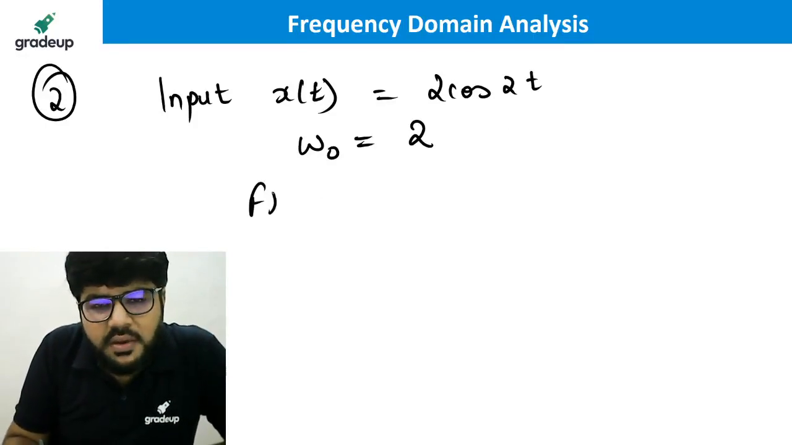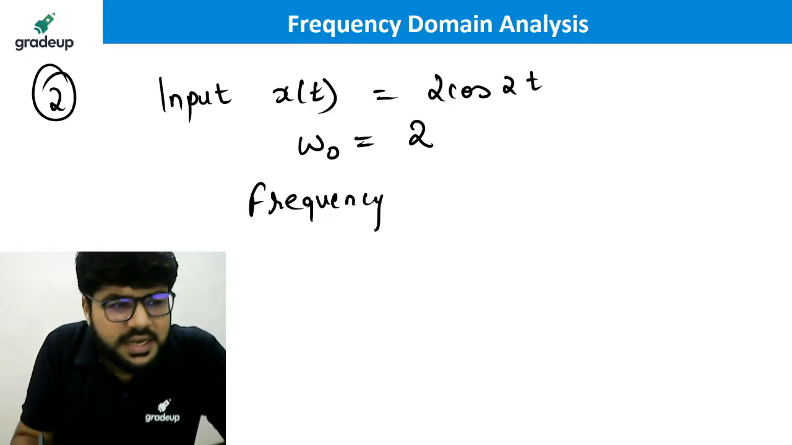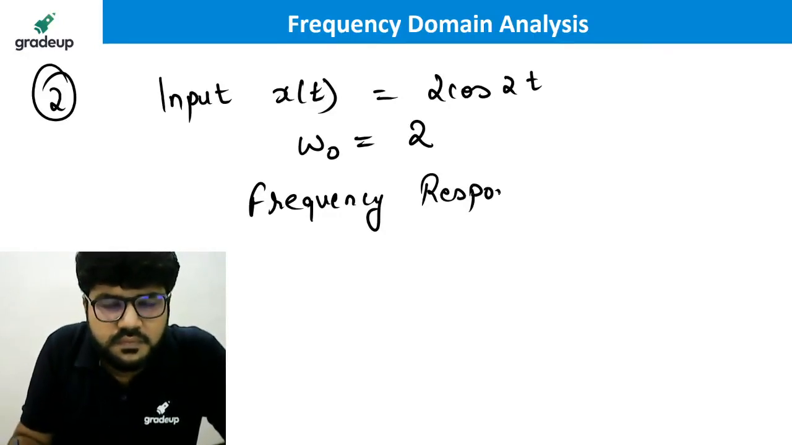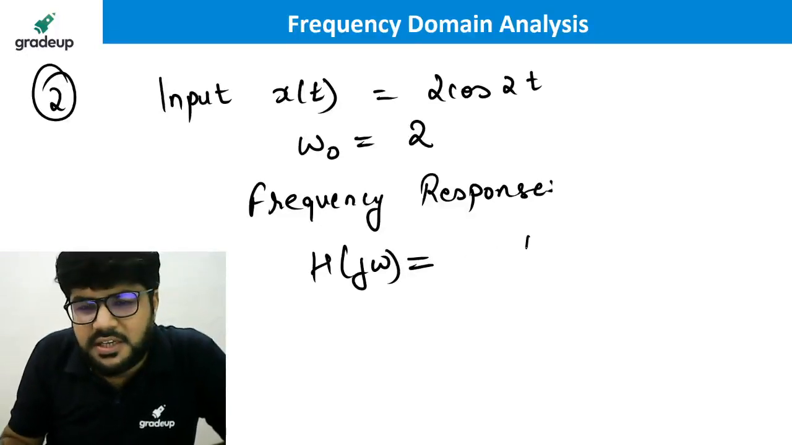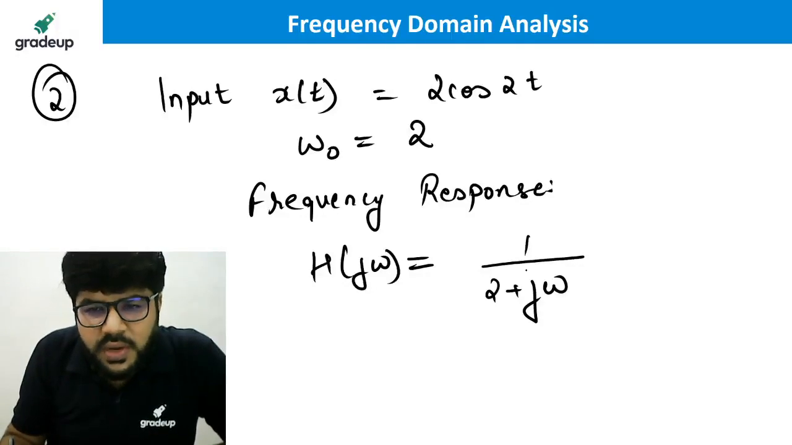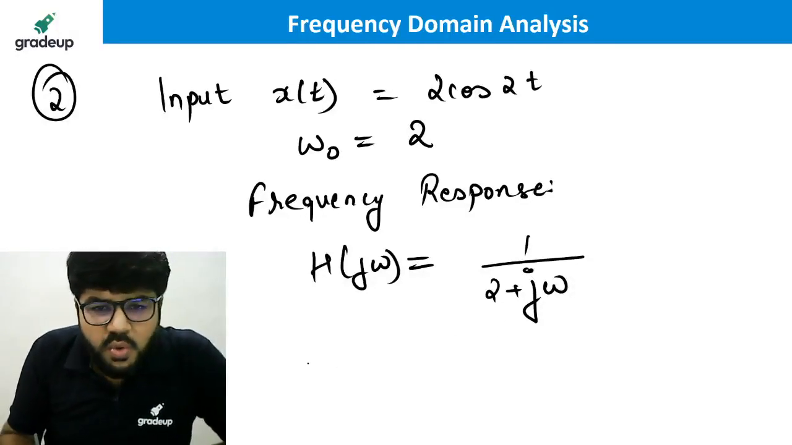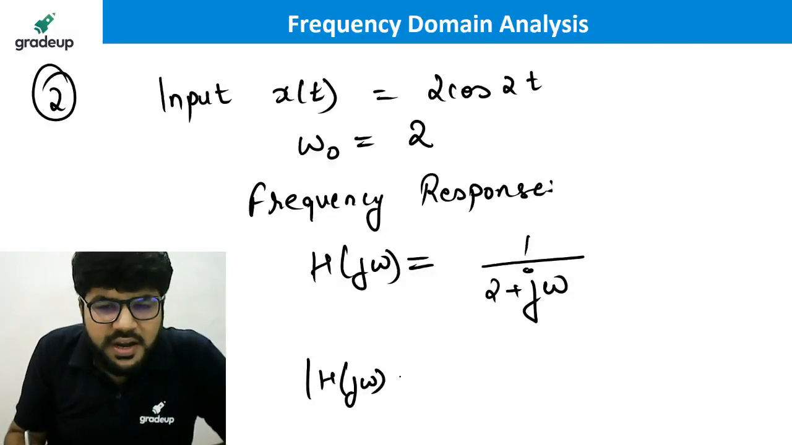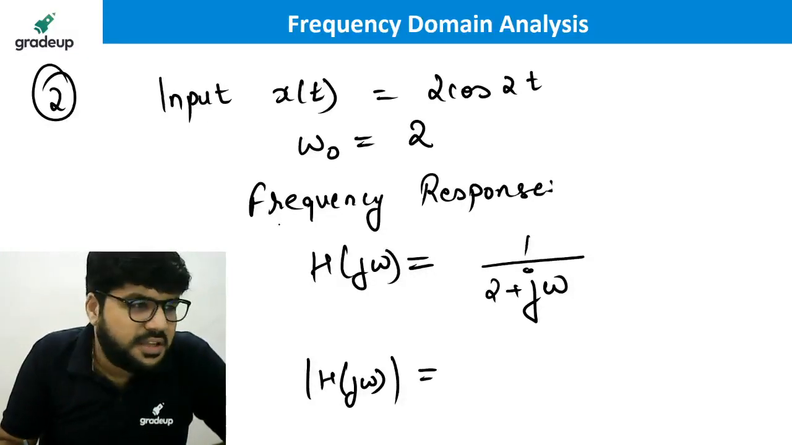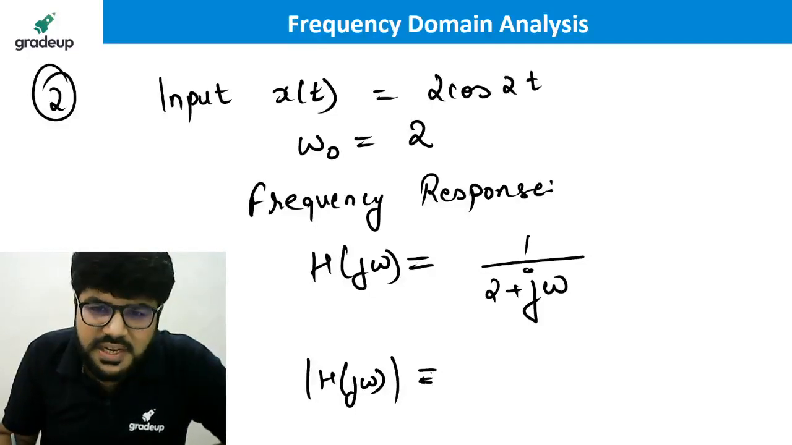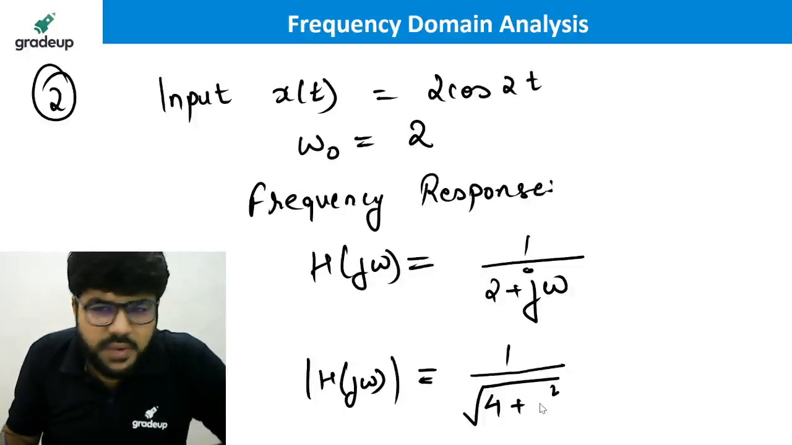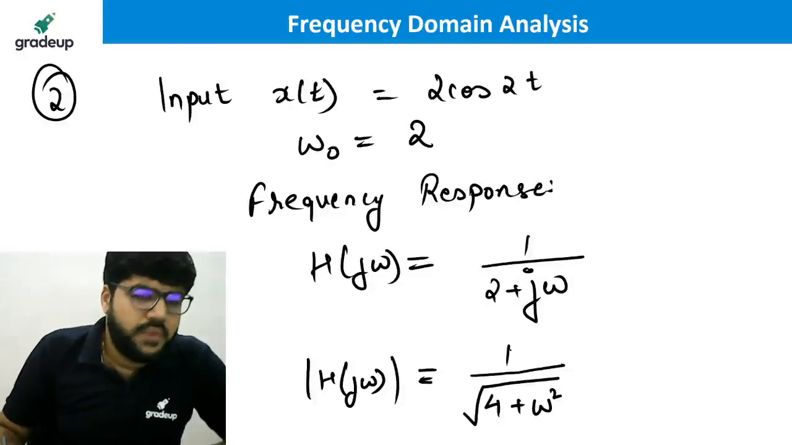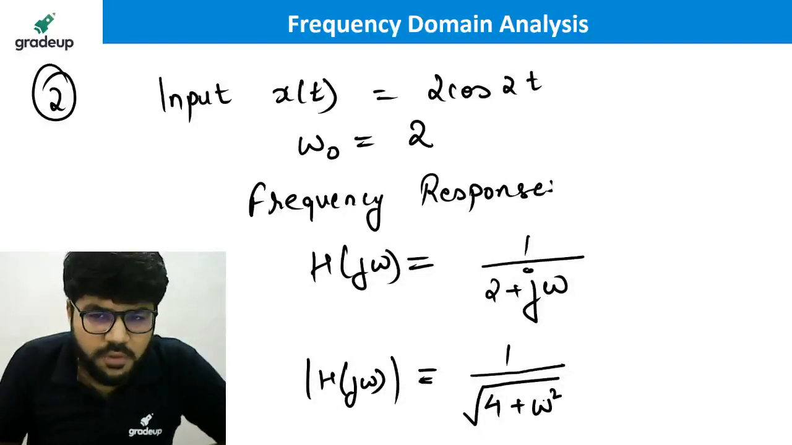Now, what is the frequency response of the system? I am solving the second question for you. Just now we have calculated the frequency response H(j omega) as 1 upon 2 plus j omega. What did I say? Write down the frequency response in the form of magnitude and phase. What is the magnitude of x plus jy? It is root over x square plus y square. So the magnitude is 1 upon root over 4 plus omega square.